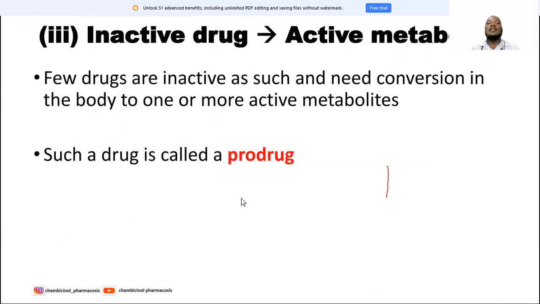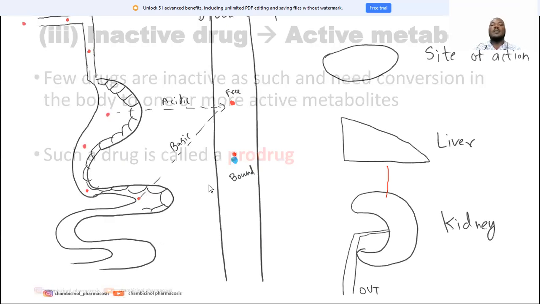The important case here is the inactive drug which is converted into the active drug. Some drugs are inactive in the dosage form. They become active only when they undergo biotransformation. Once converted in the body, they form the active metabolite. This drug is considered a pro-drug, and it is made in this form to increase bioavailability and reduce side effects, because it will be active only once it reaches the body after biotransformation.